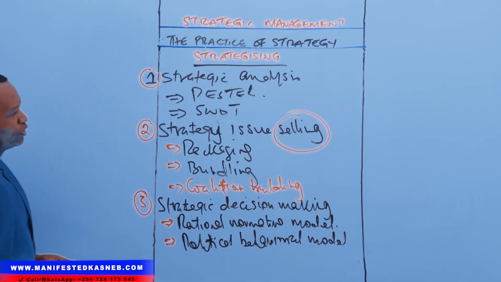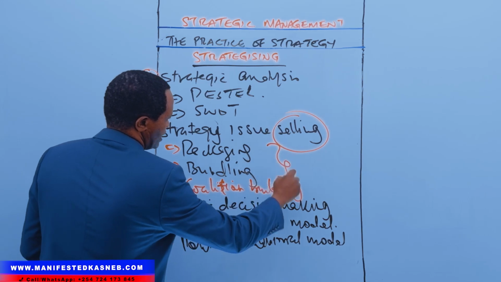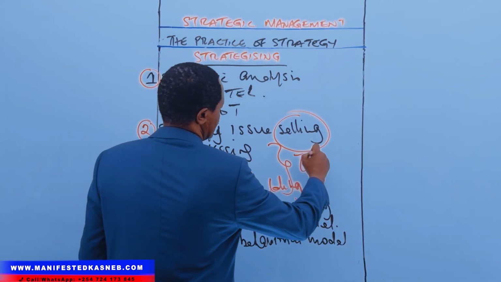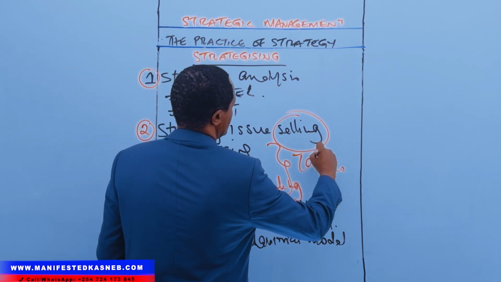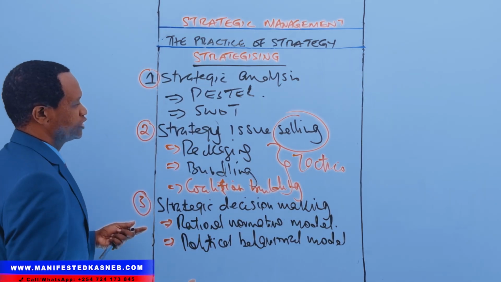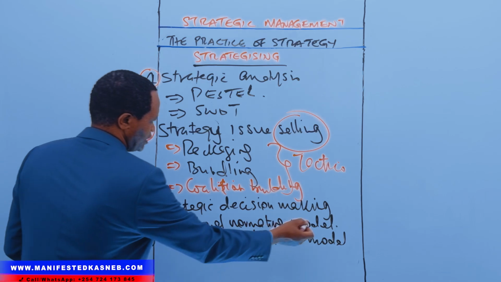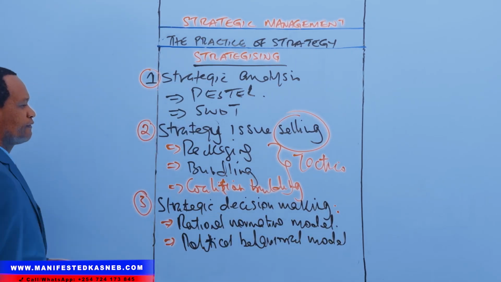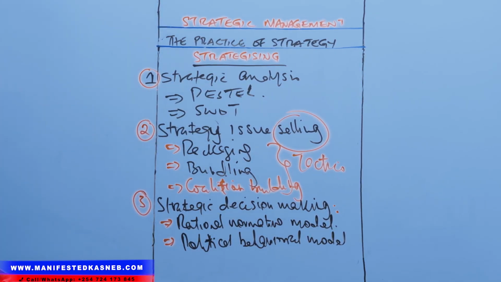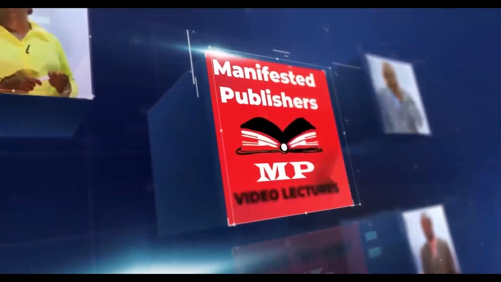After the board buys into the idea, because we say these are tactics that one can use to sell an idea to the board, once the board has bought into the idea, the board can then use these two models to make a decision on whether to adopt the idea or not.